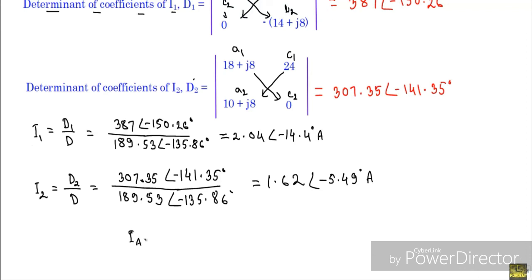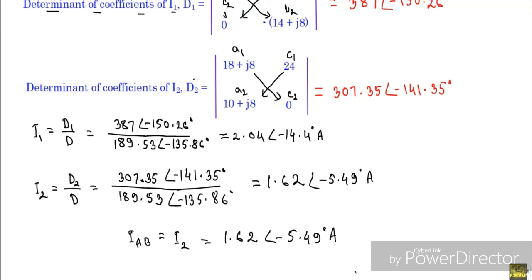And we know that the branch current in the circuit IAB is equal to the mesh current 2. So the current through AB path will be equal to 1.62 phase angle minus 5.49 degree ampere.